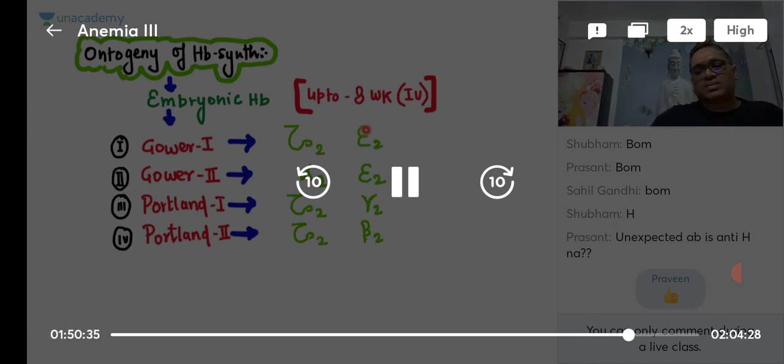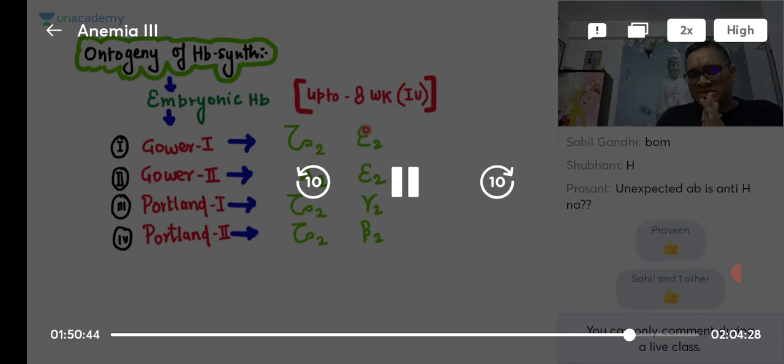Before we stop, I will tell you a few basic things. I will start anemias and hemoglobin disorders in the next session, but here I want to give you a basic introduction about hemoglobin synthesis. This ontogeny, meaning hemoglobin formation, is very important. There was a question in the AIIMS exam 2014, an older question. Ontogeny means development of hemoglobin. The first hemoglobin is embryonic hemoglobin, which is present up to 8 weeks of intrauterine life.